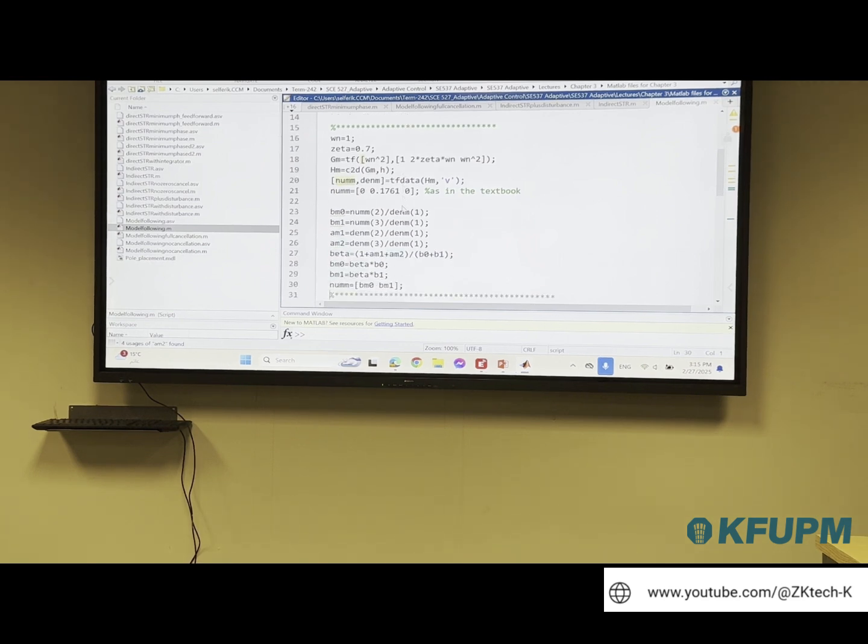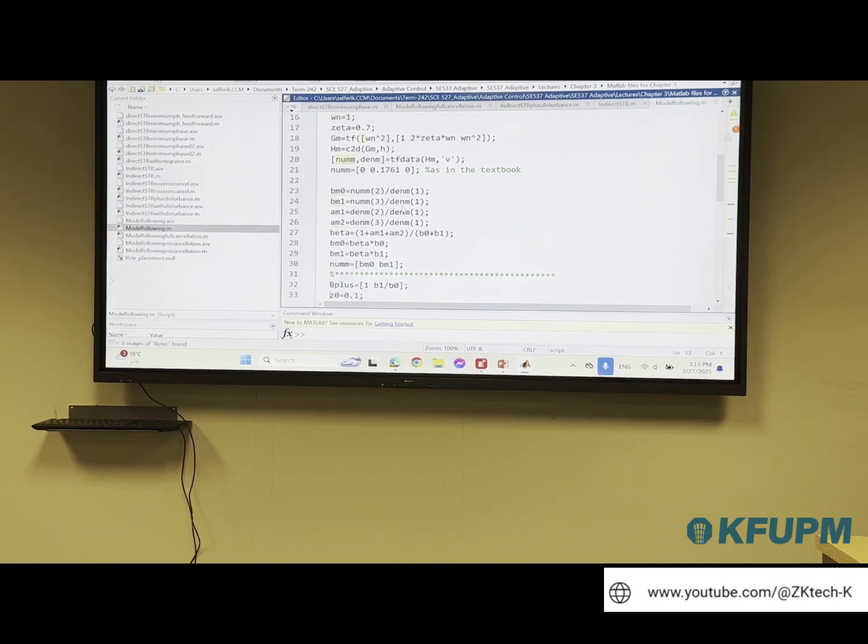Why do you divide by 1? Sometimes they don't give you one before the square term, and that gives you something else. What's beta? Beta is just to make sure the gain is equal to 1. It's the inverse of, Am1 plus Am2 divided by B0 plus B1. So make sure that the gains are the same for both systems.